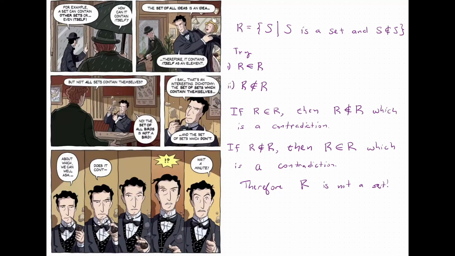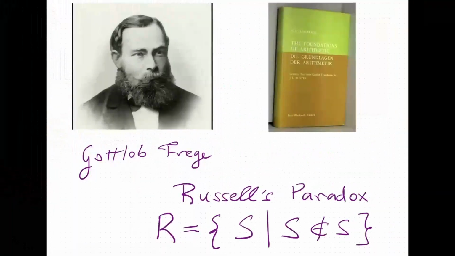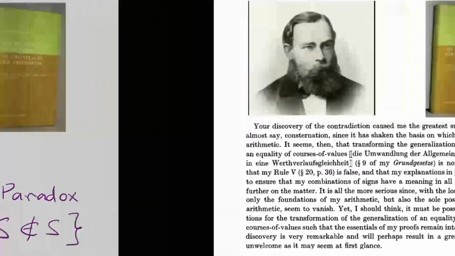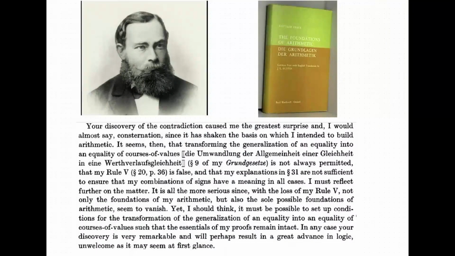And this was a big problem, as I mentioned, because Frege, as what he called his Rule 5, assumed that given any collection of objects, there must be a set that contains them. And this led to the whole collapse of Frege's program. Frege did respond to Russell, and this is a portion of Frege's response to Russell's letter. And so he writes, "Your discovery of the contradiction caused me the greatest surprise, and I would almost say consternation, since it has shaken the basis on which I intended to build arithmetic."